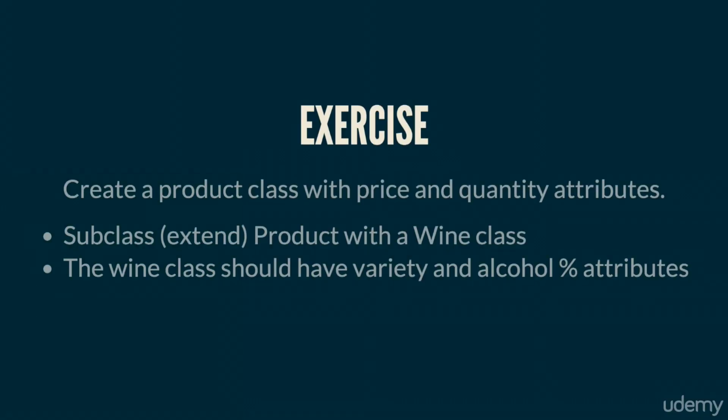I understand inheritance can be a difficult concept to grasp, so please take your time with this exercise. I'd like you to create a product class with price and quantity attributes. Then I'd like you to create a subclass, i.e. extend the product, with a wine class. The wine class should have variety and alcohol percent attributes in addition to the attributes that were defined in the product class. Even if you're having trouble with inheritance, please have a go at the exercise and we'll go through a solution in the next video.